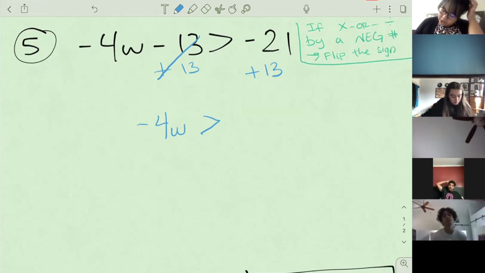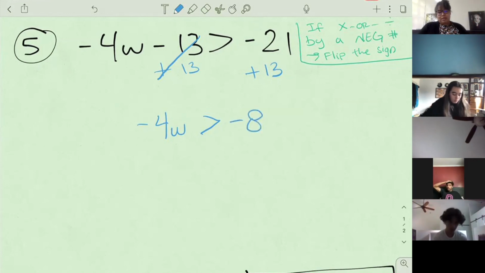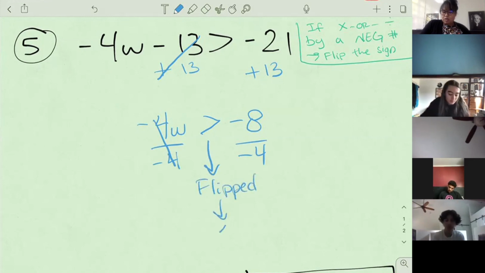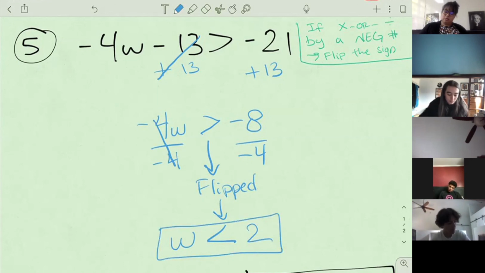So negative 21 plus 13 is negative 8. What's our next step, Gabby? Divide by -4 and flip the sign. Right. Because I'm dividing by -4 on both sides, this cancels out. Because it's a -4, this then needs to be flipped. So I have a w on this side and a +2 on this side. Questions on this?